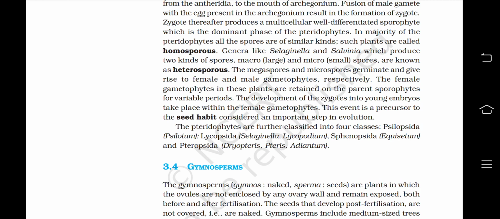The female gametophytes in these plants are retained on the parent sporophyte for variable periods. The development of the zygotes into embryos takes place within the female gametophytes. This event is a precursor to the seed habit, considered an important step in evolution. The pteridophytes are further classified into four classes: Psilopsida, example Psilotum; Lycopsida, example Selaginella and Lycopodium; Sphenopsida, example Equisetum; and Pteropsida, example Dryopteris, Pteris, and Adiantum.